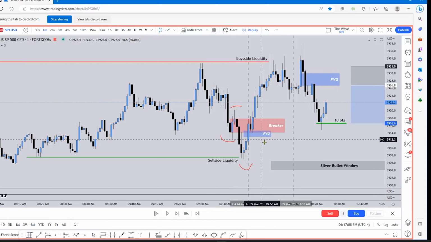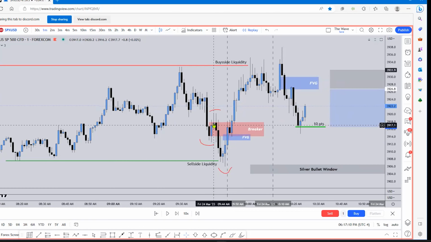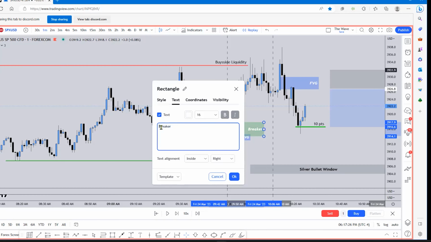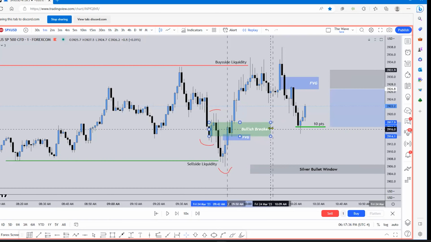So these last two bullish candles, the bodies would be your breaker. So we would combine these two as your breaker block. So this would be your bullish breaker block. So let's make this green. So that is your bullish breaker block. Okay. So you could take longs anywhere inside of here, targeting buy side.